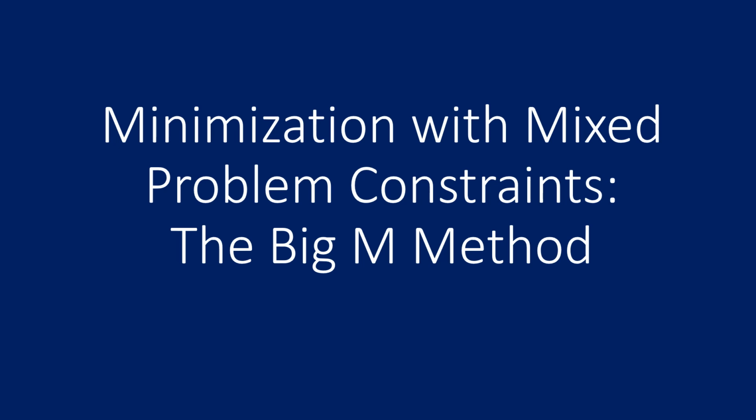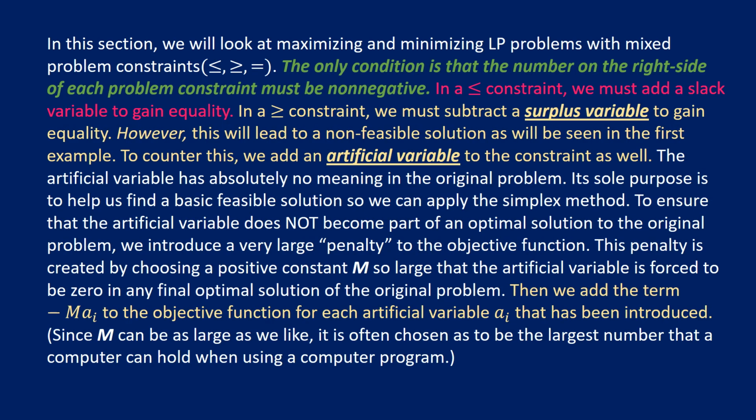In this section, we're going to minimize linear programming problems with mixed problem constraints using the Big M method. Remember, the only condition for using the Big M method is that the right side of each problem constraint has to have a non-negative number. Because we have mixed constraints, we have to deal with each constraint differently.